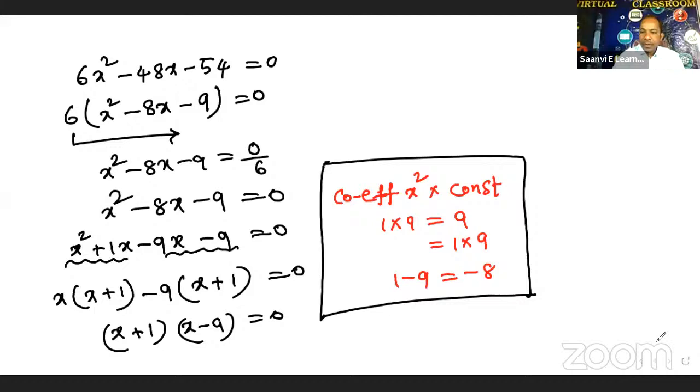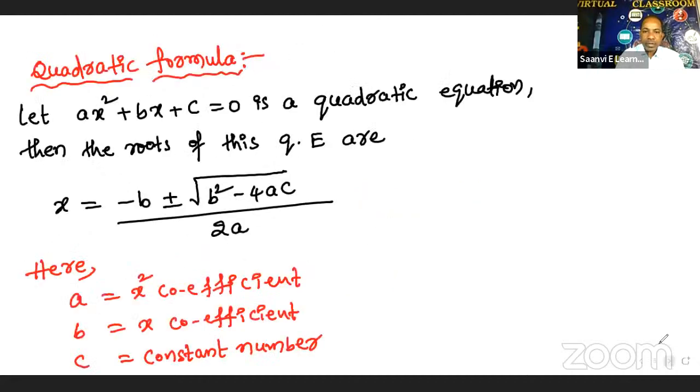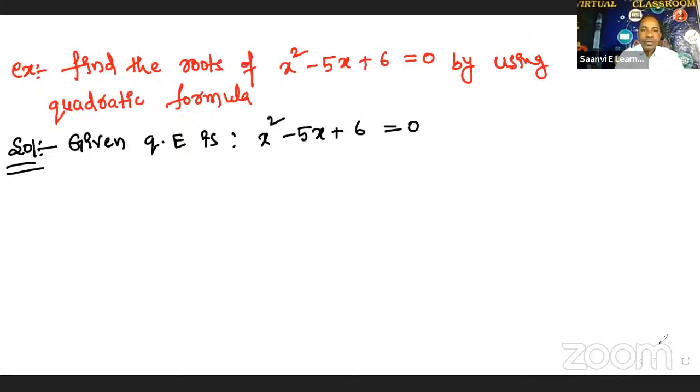But now, by using the quadratic formula, how to find the roots, now we are going to discuss, children. So all of you listen carefully. First of all, take the given quadratic equation. The given quadratic equation is x square minus 5x plus 6 is equal to 0. Now compare this quadratic equation with the standard form of the quadratic equation.